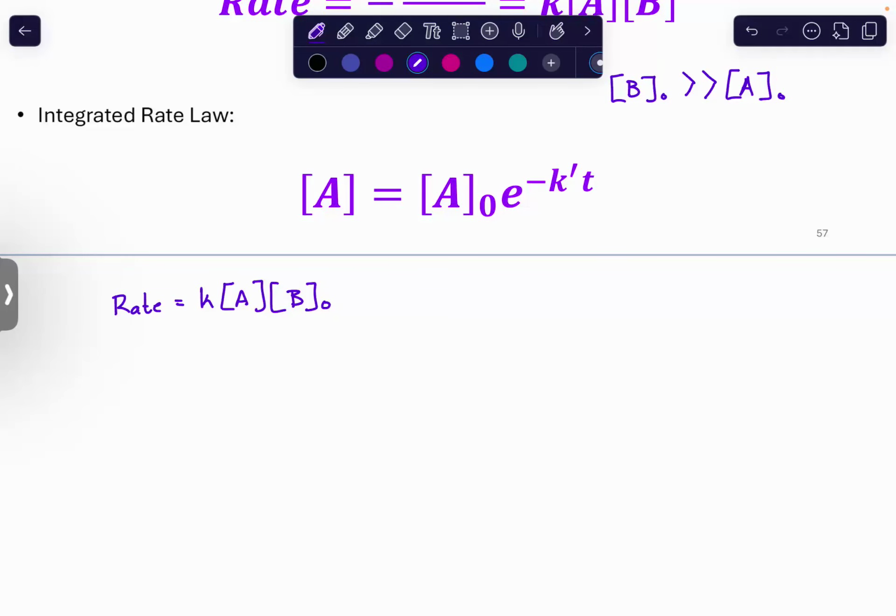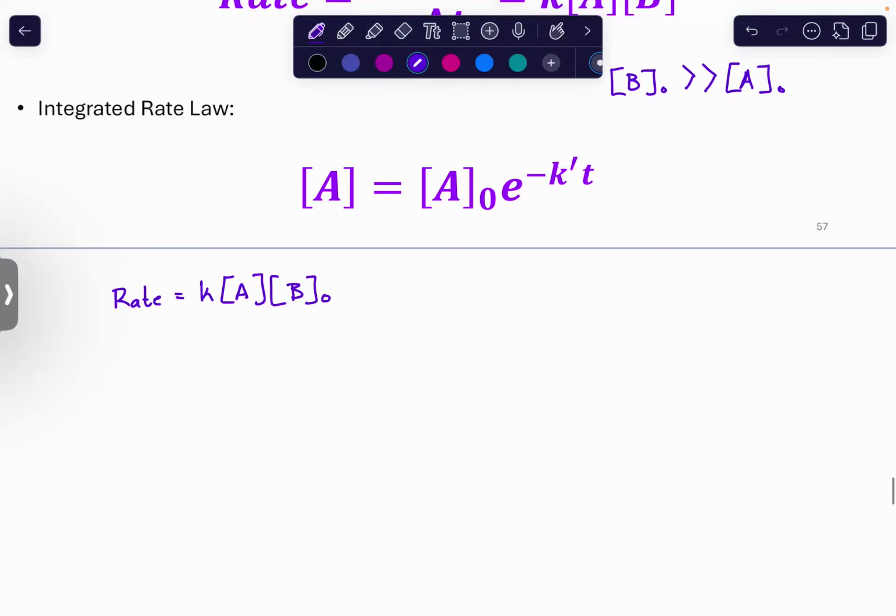Okay, so then what we can do is rewrite this with K prime. So K is a constant anyway. Now that B is in excess and it's not going to have any noticeable change, it is also now a constant. So K times B initial is a new rate constant called K prime. We just subsumed both constants into a new constant.